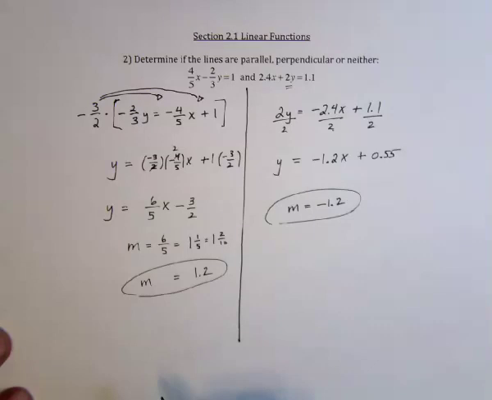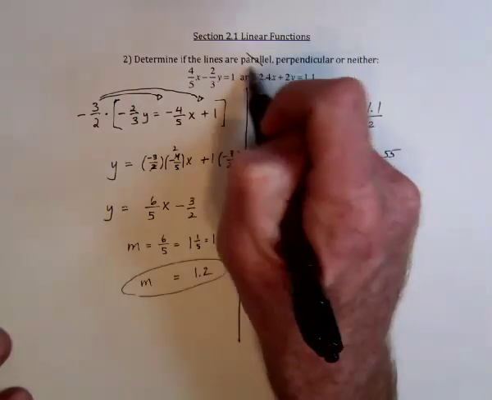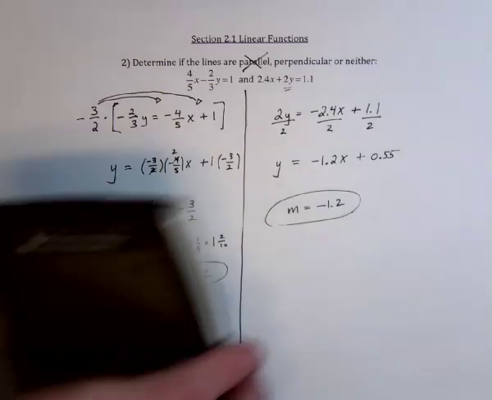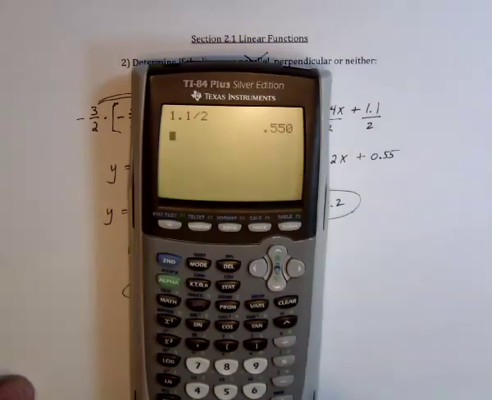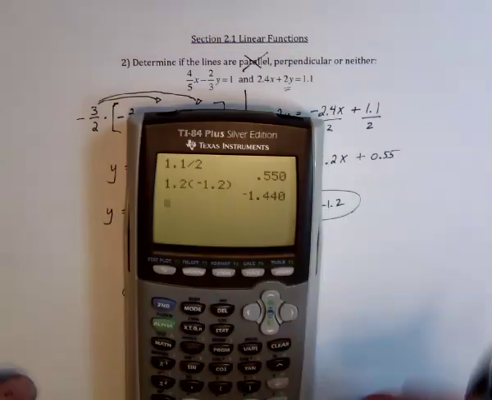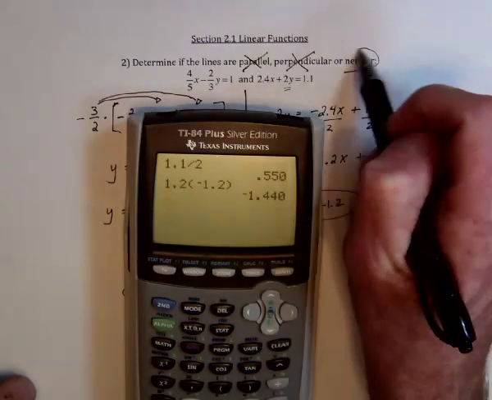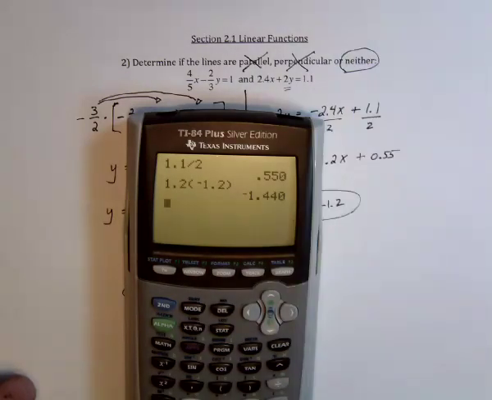That's not the same slope, so parallel is out. If I multiply the two, 1.2 multiplied with a negative 1.2. The result is not a negative 1, so that means that idea is out. And so the only thing left is they're neither parallel or perpendicular.